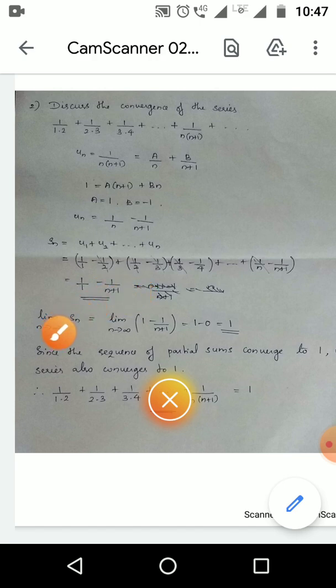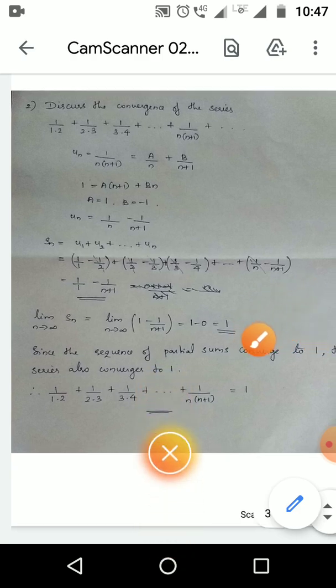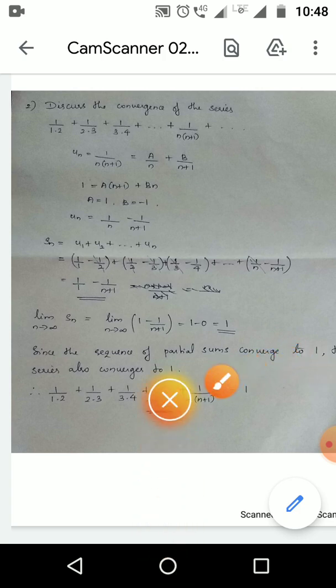Next we are taking the limit as n tends to infinity of Sn. So the limit as n tends to infinity of 1 minus 1 by n plus 1 is 1 minus the limit as n tends to infinity of 1 by n plus 1, and as n tends to infinity, 1 by n plus 1 tends to 0. So 1 minus 0 is 1. Since the sequence of partial sums converges to 1, the series also converges to 1. The sum of this infinite series, up to 1 by n into n plus 1 plus etc., I forgot to write that, will be equal to 1.